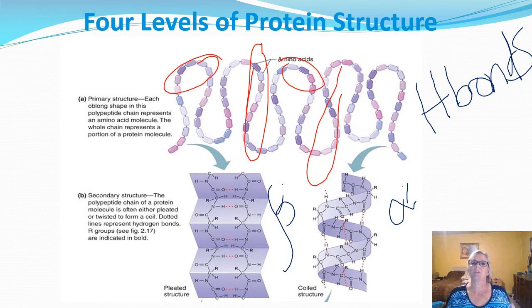And so you can have several of these which actually start to help form the overall shape. What is important about shape? What does shape determine? I've said structure determines function. Well, shape is the same thing as structure. So the shape of these proteins determines whether or not they're going to be able to function. So it's very important.